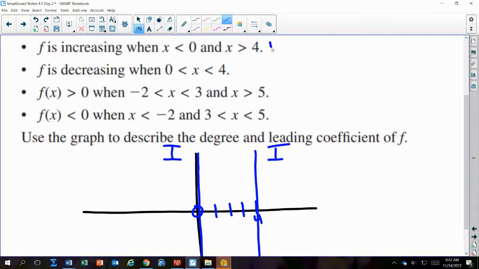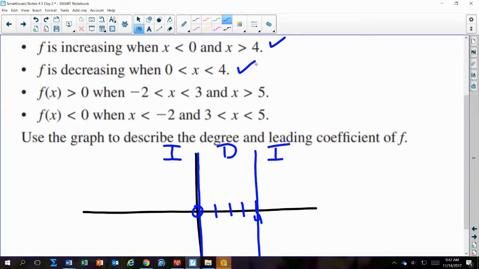I'm just trying to get an idea of what the function would look like. Okay, so that takes care of this. F is decreasing when x is between 0 and 4. So between 0 and 4, I'm going to put a D because my graph's going to be decreasing in that region. Okay. So again, I haven't graphed anything yet. I just want to know where it's increasing and decreasing.